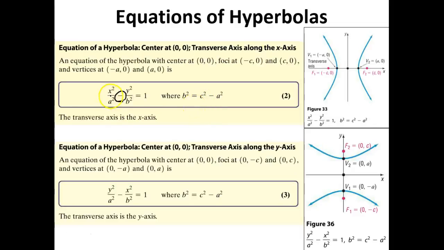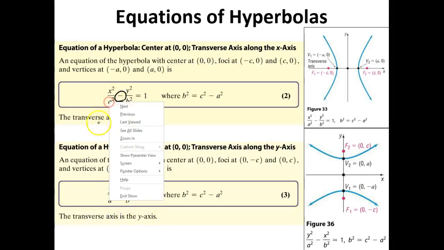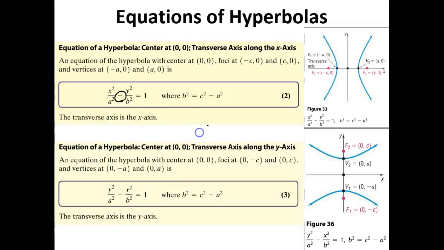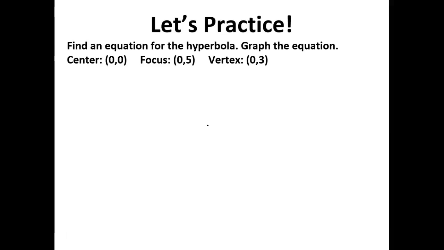If the x squared part starts off, then the transverse axis is along the x-axis. However, if the y squared starts off, then the transverse axis is along the y-axis. So if you see y squared start, transverse is along the y-axis. If you see x squared start, the transverse is along the x-axis.